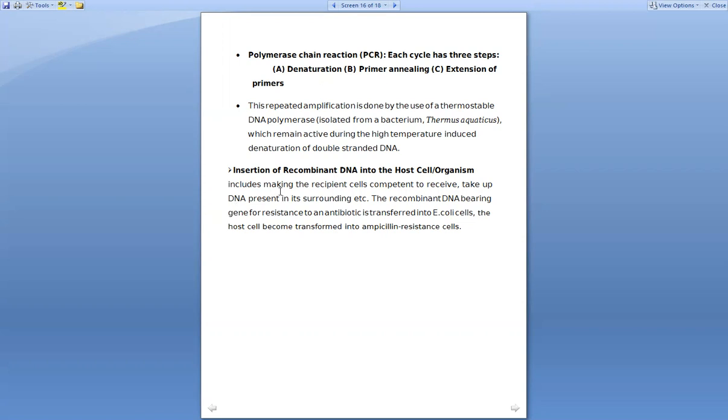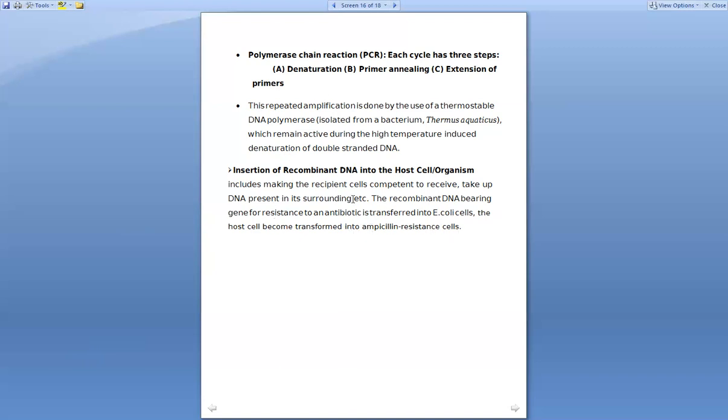So it includes making the recipient cells competent to take up DNA present in their surroundings, right? First, you need to make the recipient cell, the one which is going to receive this rDNA, competent, meaning it should be available to accept that recombinant DNA. So the recombinant DNA bearing a gene for resistance to an antibiotic is transferred into E. coli cells. The host cell becomes transformed into ampicillin resistant cells.